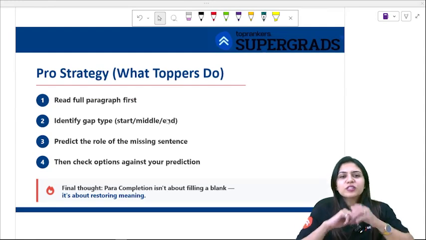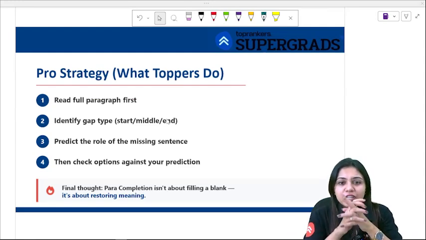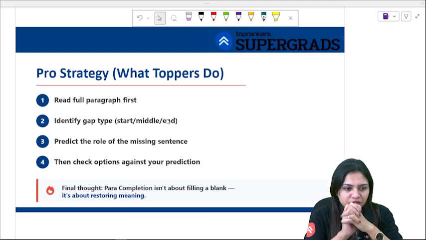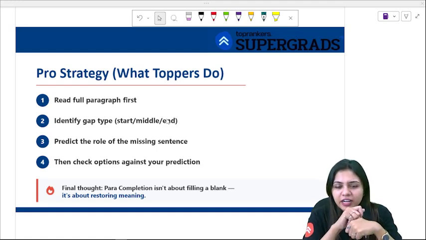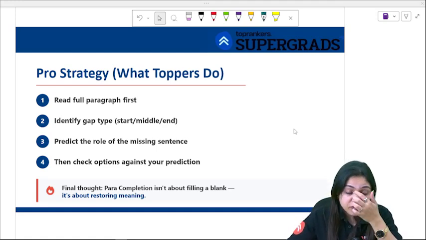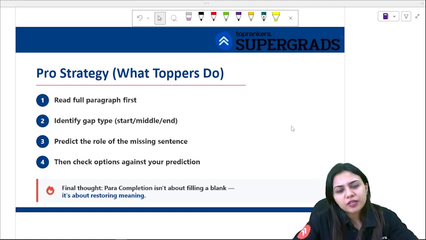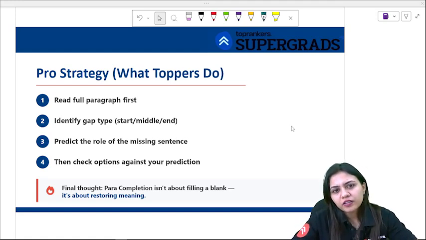Now, there is also a pro strategy which the toppers usually use. They tend to read the entire paragraph first, and then they try to understand the gap type. Gap type as in, is it setting the premise for me? Is it the introductory statement? Is it providing me the solution of something? Is it the concluding statement? Is it connecting the dots between the former and the latter part? That means, is it the middle sentence that's missing?